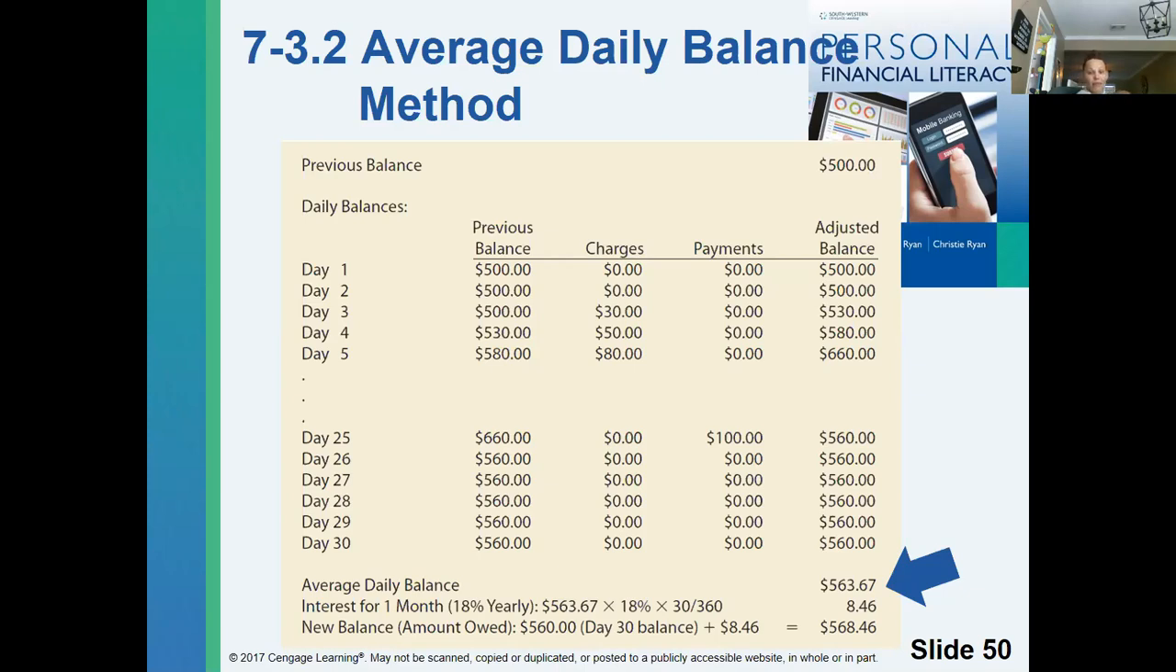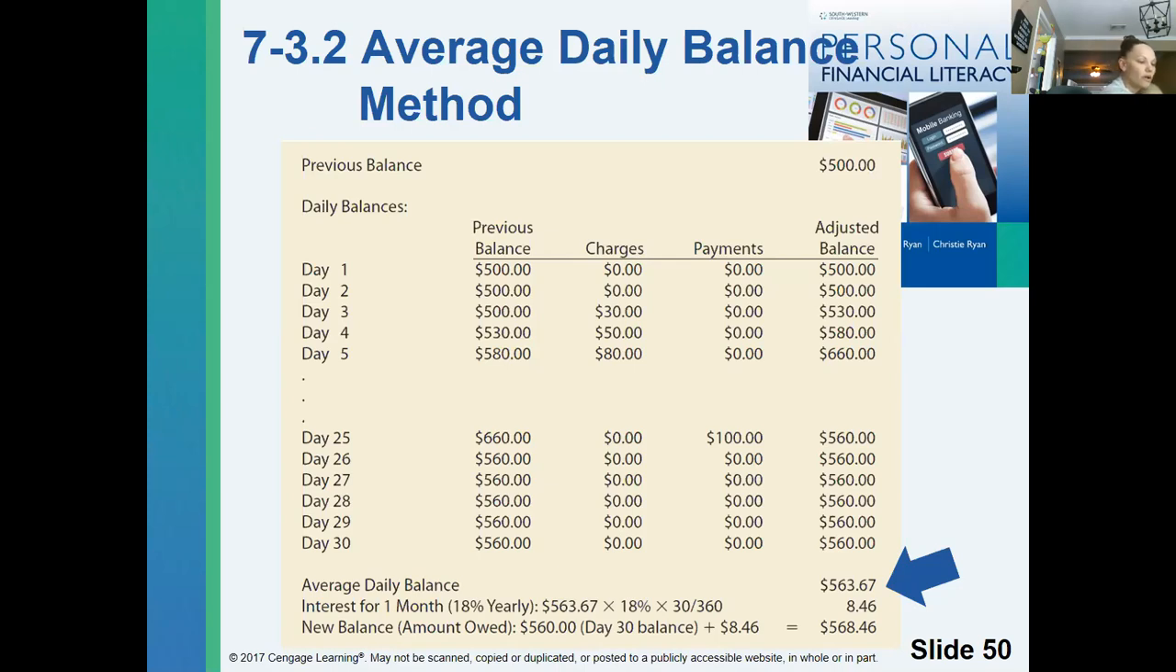That was never the balance. Never one day was the balance 563.67. But that is the average. And so they use that. They do 563.67 times the 18% times 1/12. So the interest here, which happens to be a little bit higher, is $8.46. So that gets added to the $560 that was the ending balance, not to the average daily balance.